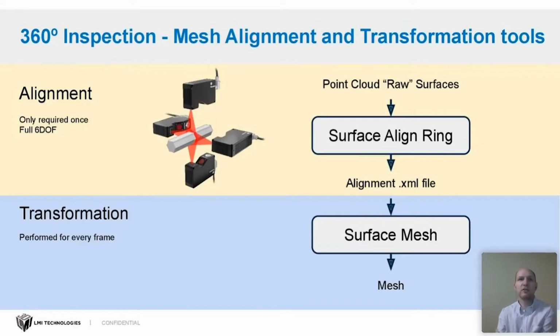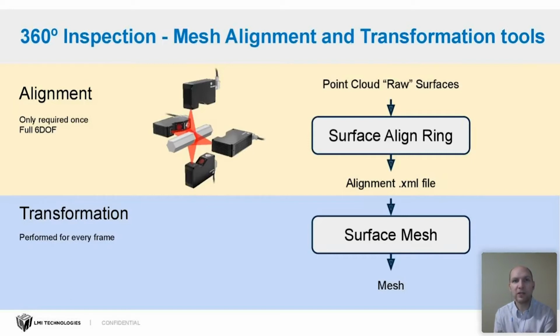So we're introducing two key tools here for both alignment and the transformation. These are two separate steps, where in all the existing alignment routines that we have, it's performed on the scan page. This is actually being performed through a tool, so it is quite different from previous alignment methods. You would add a surface align ring tool. You would take in the raw untransformed alignment data from your sensors, and it would perform the alignment, producing an XML file that gets stored on your PC. So this is operating on PC only currently.